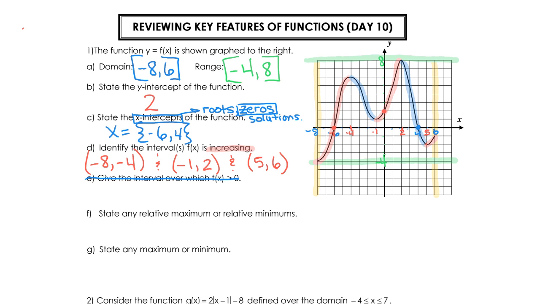Okay, so remember, relatives are turning points and only turning points. So let's go ahead with the maximum points first. And we have a relatively high point here and a relatively high point here. Okay, relatively high turning point. So this one, it looks like it has coordinates of -4, 6.